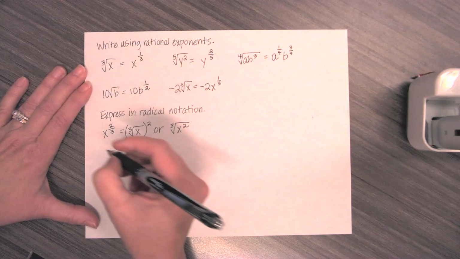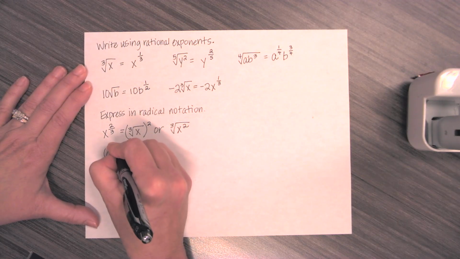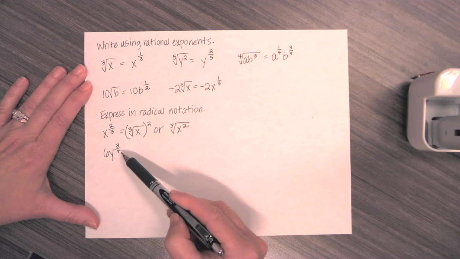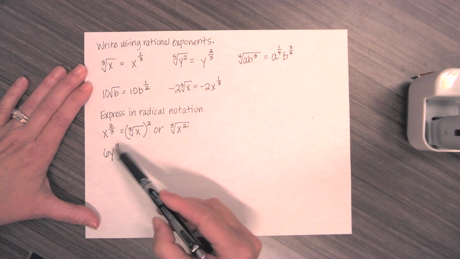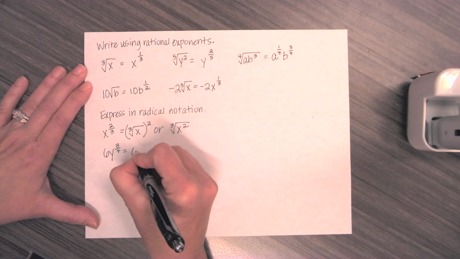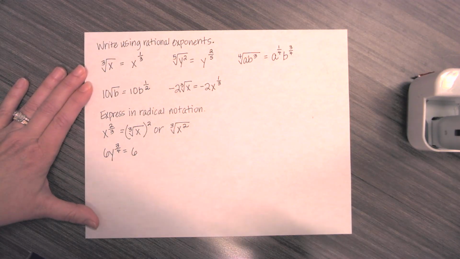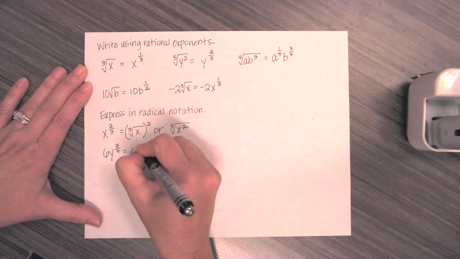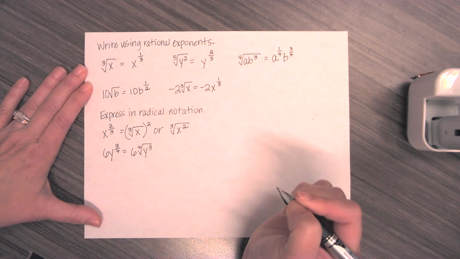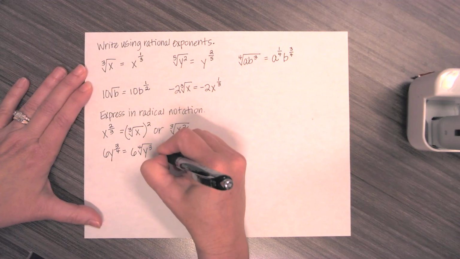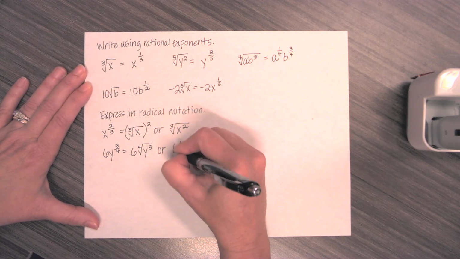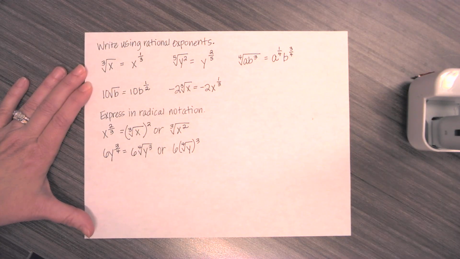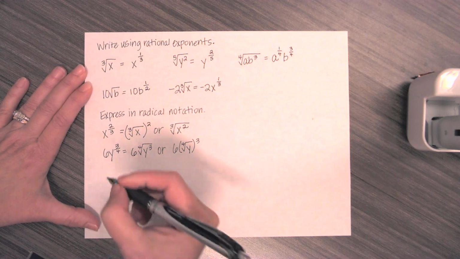Okay, let's do another one. 6y to the 3/4. Now again, the 6 is not being raised to a fractional exponent, so it doesn't need converting. It's just going to stay a 6. It's this y to the 3/4 that we need to rewrite, and we can rewrite that as the 4th root of y to the 3rd. Okay, or if you like this way better, the 4th root of y to the 3rd. Okay. All right, just a couple more.